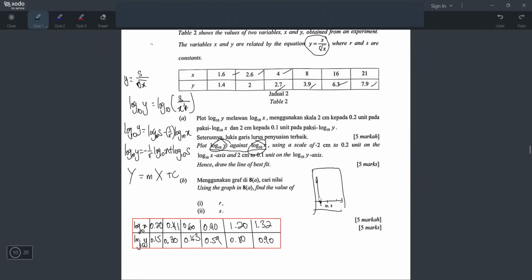And then for the y-axis, it is 2 cm to 0.1, and then you will go up until the highest number, 0.9. So you will use 9 boxes here, right? And then you plot all the points and then draw the line, right? After you draw the line, then you do part C.